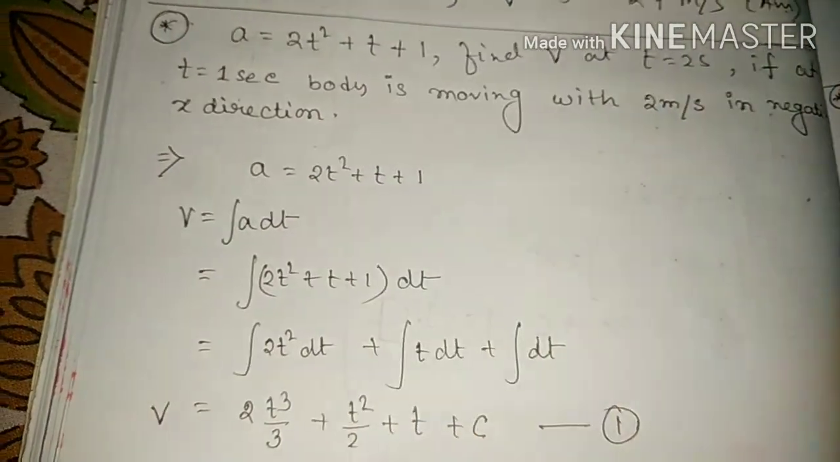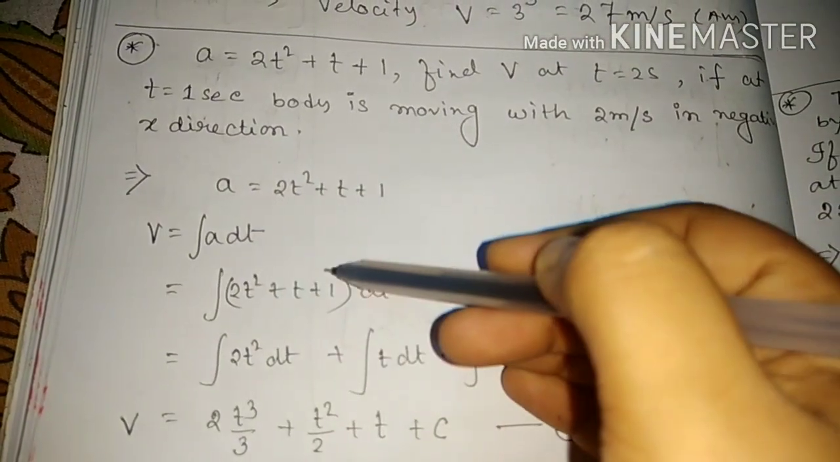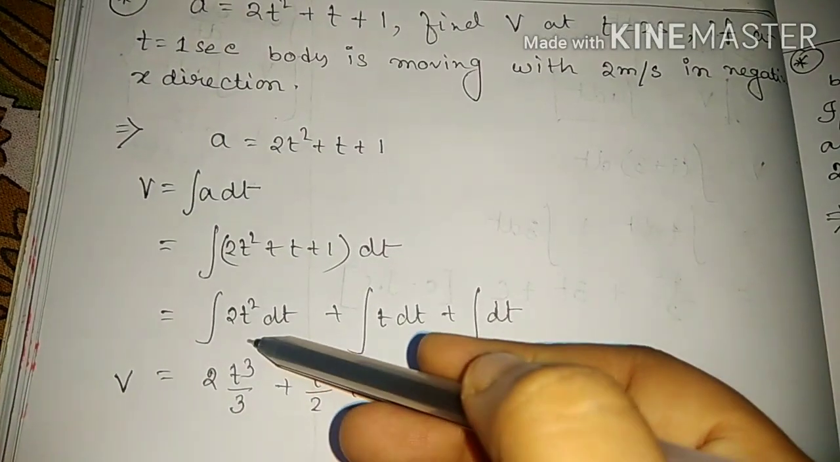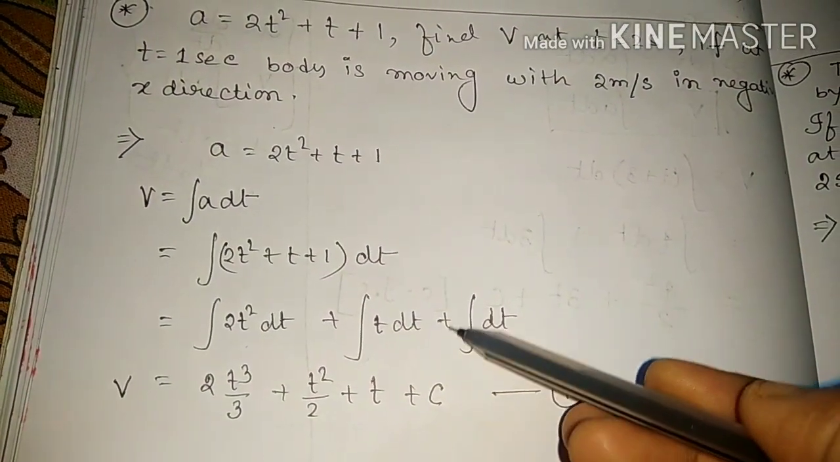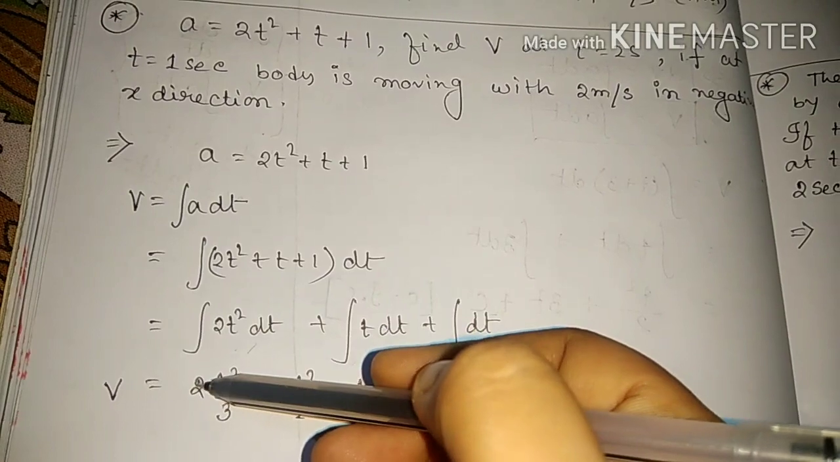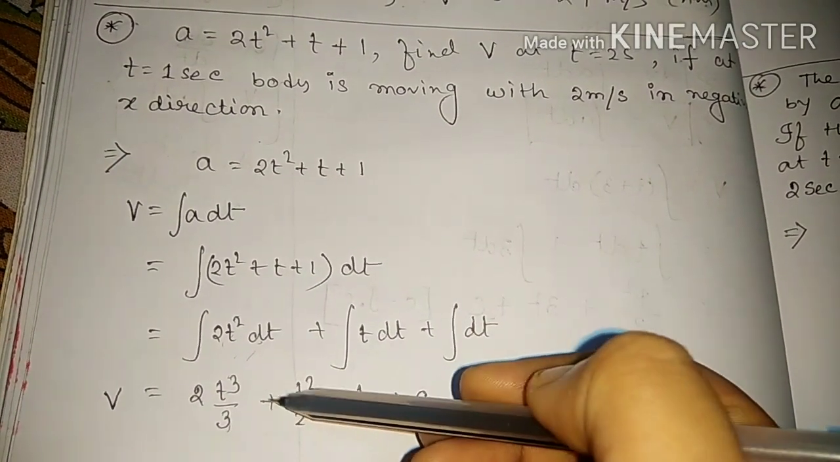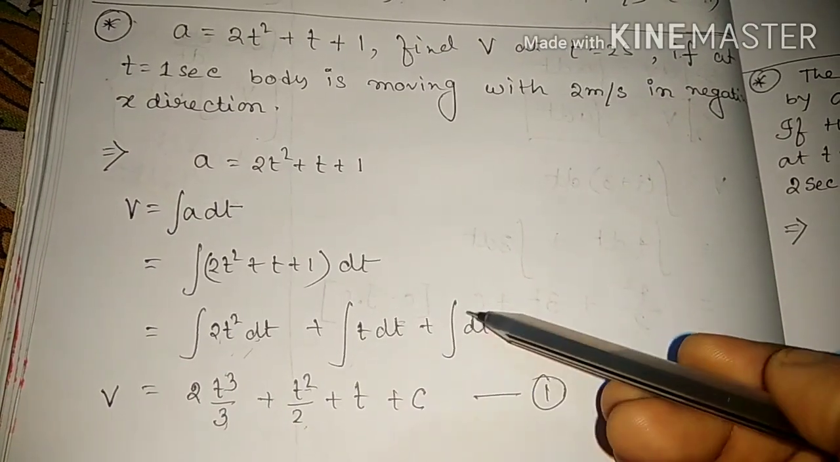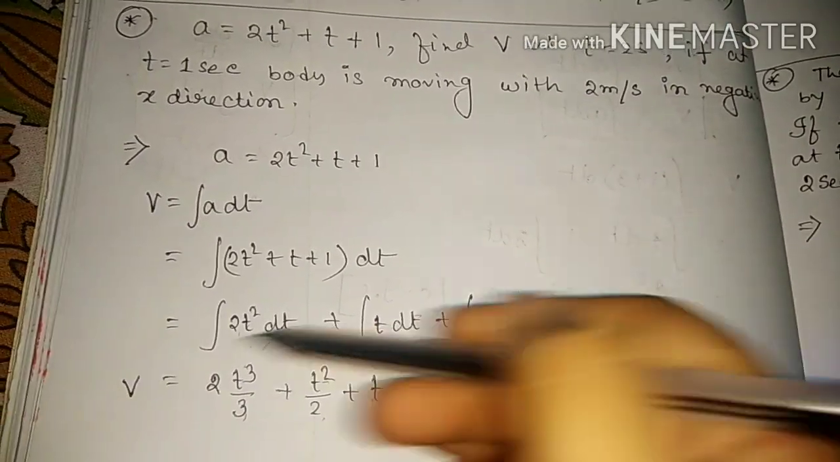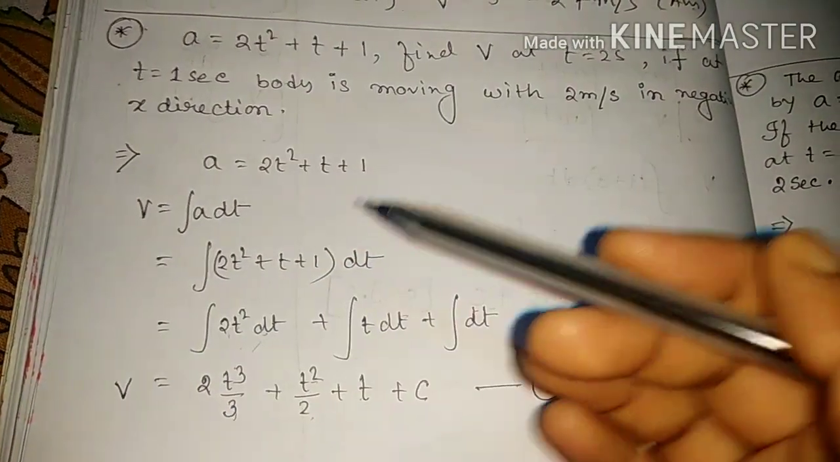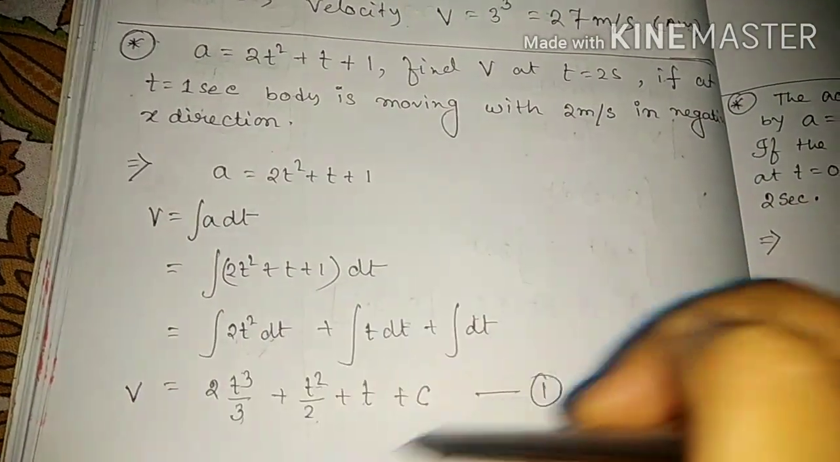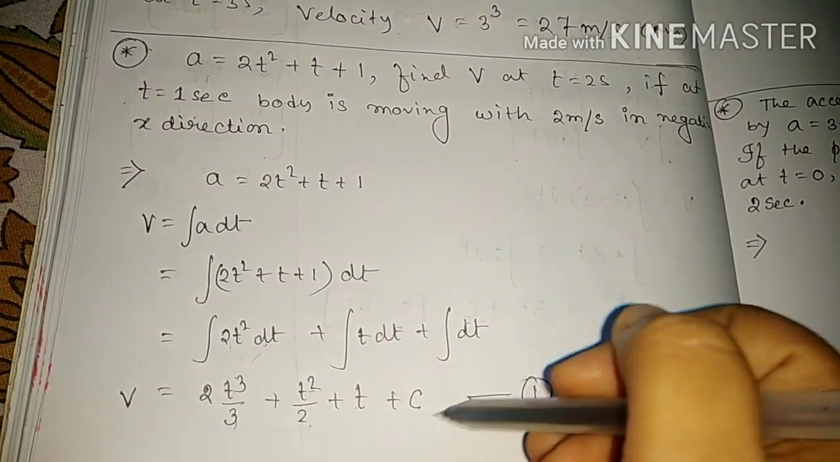v equals integration of a dt. In place of a we put it here. Then we separate it: integration of 2t square dt plus integration of t dt plus integration of 1 dt. So 2 is a numerical constant term, integration of t square dt gives t cube by 3, plus t square by 2, plus t, plus c. So this is the equation of velocity. We get the velocity equation, but with a constant term.